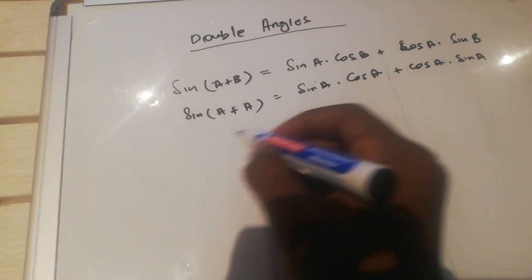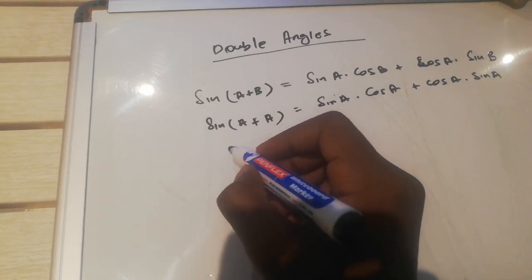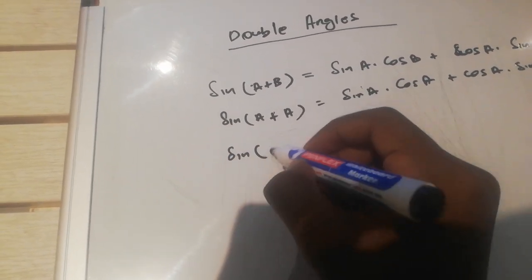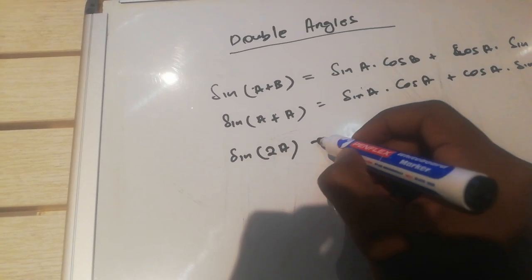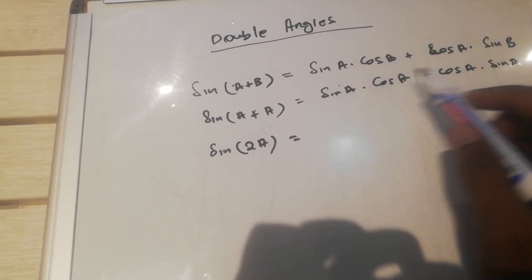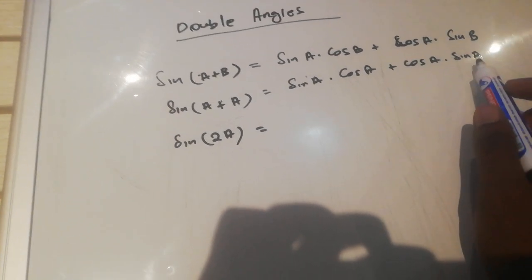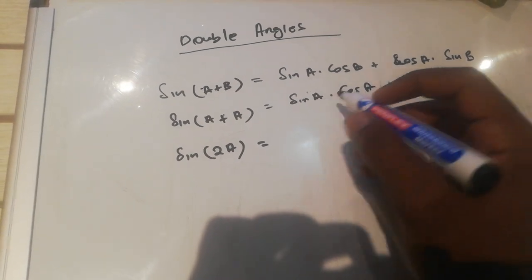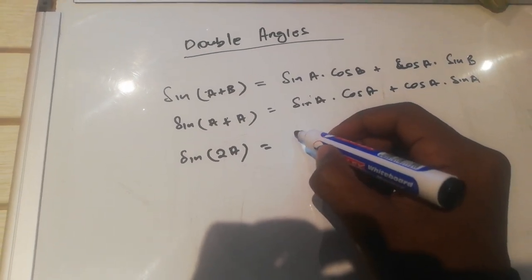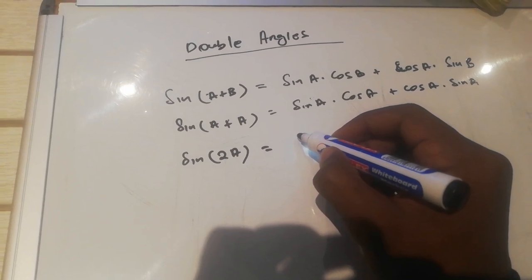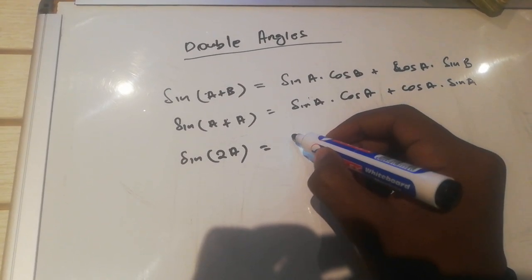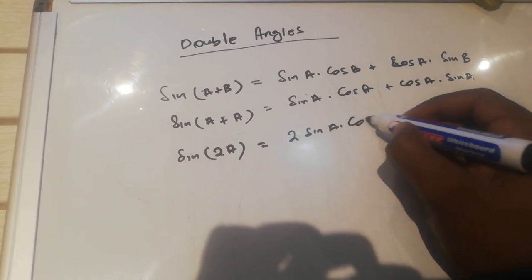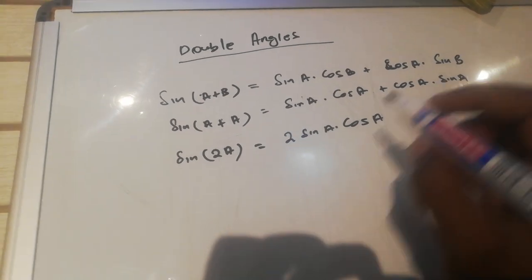But now what you realize here is that A plus A is equal to 2A, meaning we're going to have sine 2A is equal to sine A times cos A and cos A times sine A, which is basically the same thing. So we can say this is sine A times cos A plus sine A times cos A, which gives us 2 sine A times cos A.